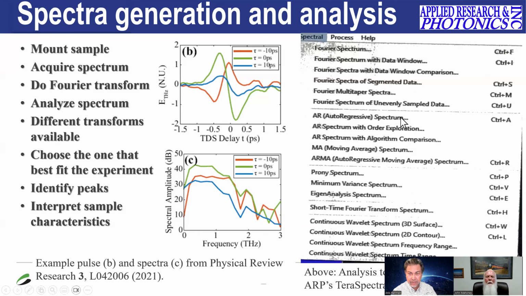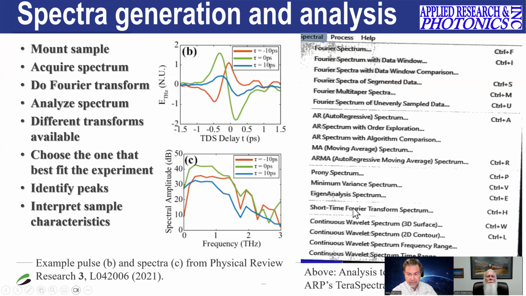Then there is also the autoregressive spectrum. There is also the autoregressive spectrum with order exploration, autoregressive spectrum with algorithm comparison, and the moving average spectrum. ARMA is a famous technique, that is the autoregressive moving average spectrum. The Prony spectrum is another useful thing I will explain. A minimum variance spectrum and an eigenanalysis spectrum are also very important.